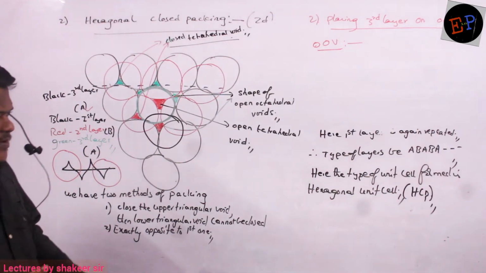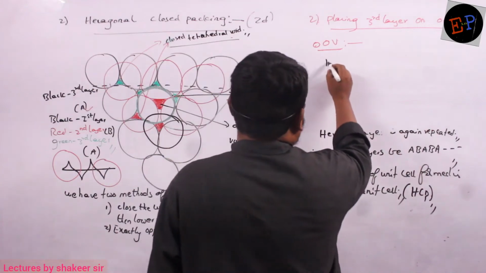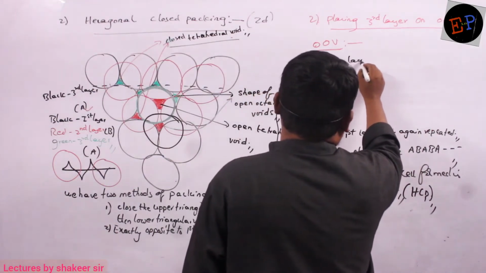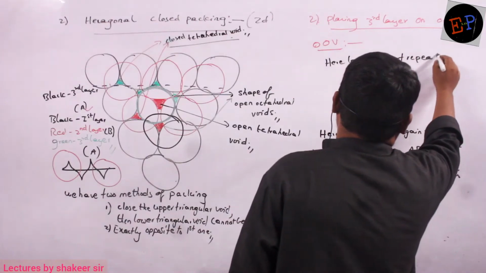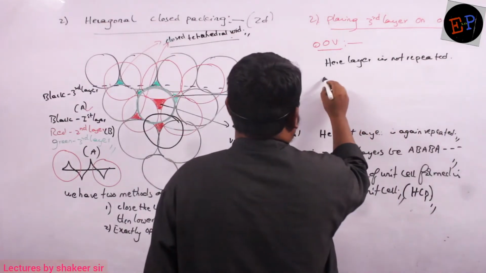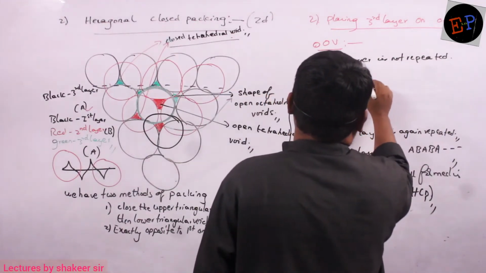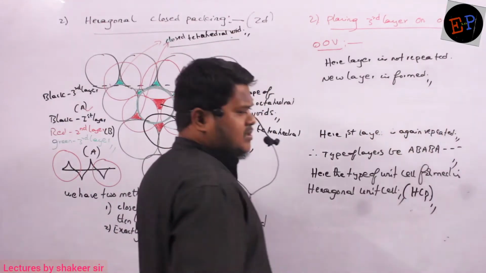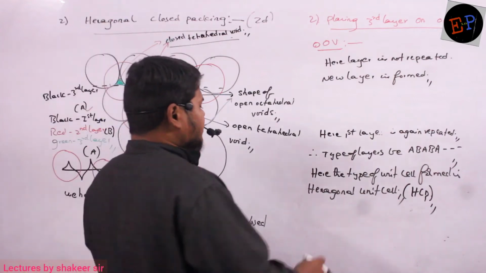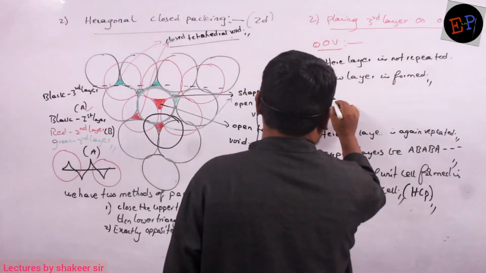Are you able to understand, ma? So that is the first point we have to write. So here the layer is not repeated. It means that a new layer is formed. A new layer is formed. Are you able to understand, ma? So therefore this type of arrangement is called what?